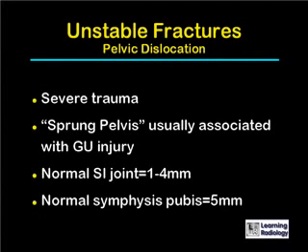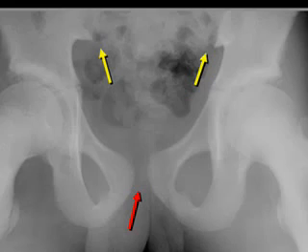Pelvic dislocation is also known as a sprung pelvis. This represents severe trauma. Sprung pelvis is usually associated with injury to the GU tract. The normal size of the sacroiliac joint is usually from 1 to 4 millimeters. The normal size of the symphysis pubis is usually about 5 millimeters. In a sprung pelvis, these will both usually be increased in size. This is an example of a sprung pelvis. You can see that there is marked widening of the symphysis pubis, the red arrow, and both sacroiliac joints, the yellow arrows, are widened.